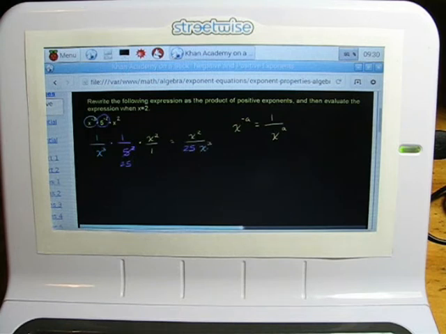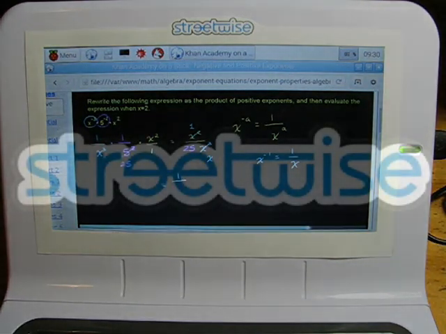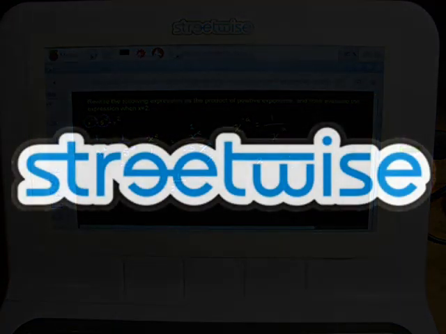And you can use other exponent properties. You can say x squared over x to the third is the same thing as x to the 2 minus 3 power, which is x to the negative 1 power. But x to the negative 1 power we know is the same thing as 1 over x. Any way you do it, as long as you do it in a reasonable way, you should get the same result. We get 1 over 25x. Now, they want us to evaluate it when x is equal to 2. We get 1 over 25 times 2, which is equal to 1 over 50. And we are done. We rewrote the expression as a product of positive exponents.